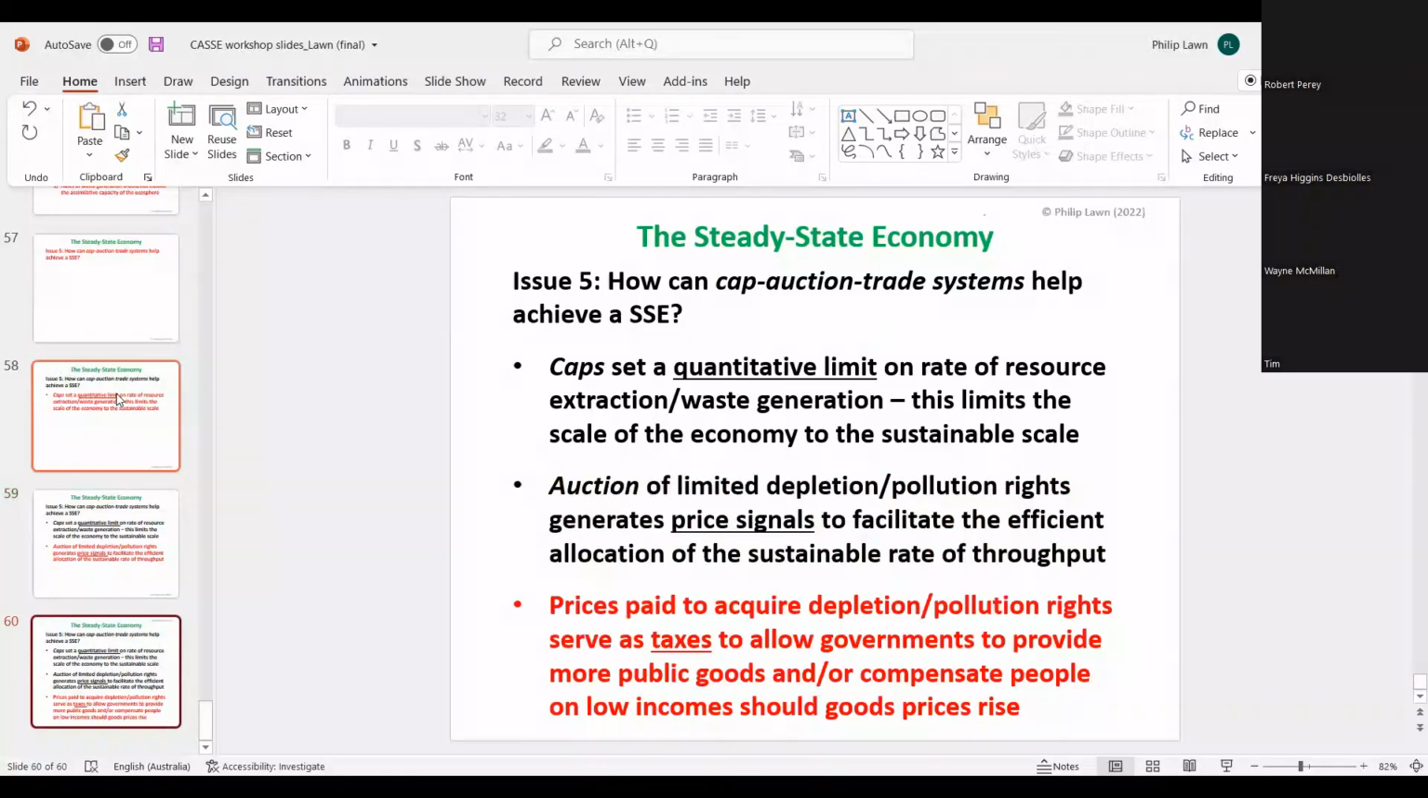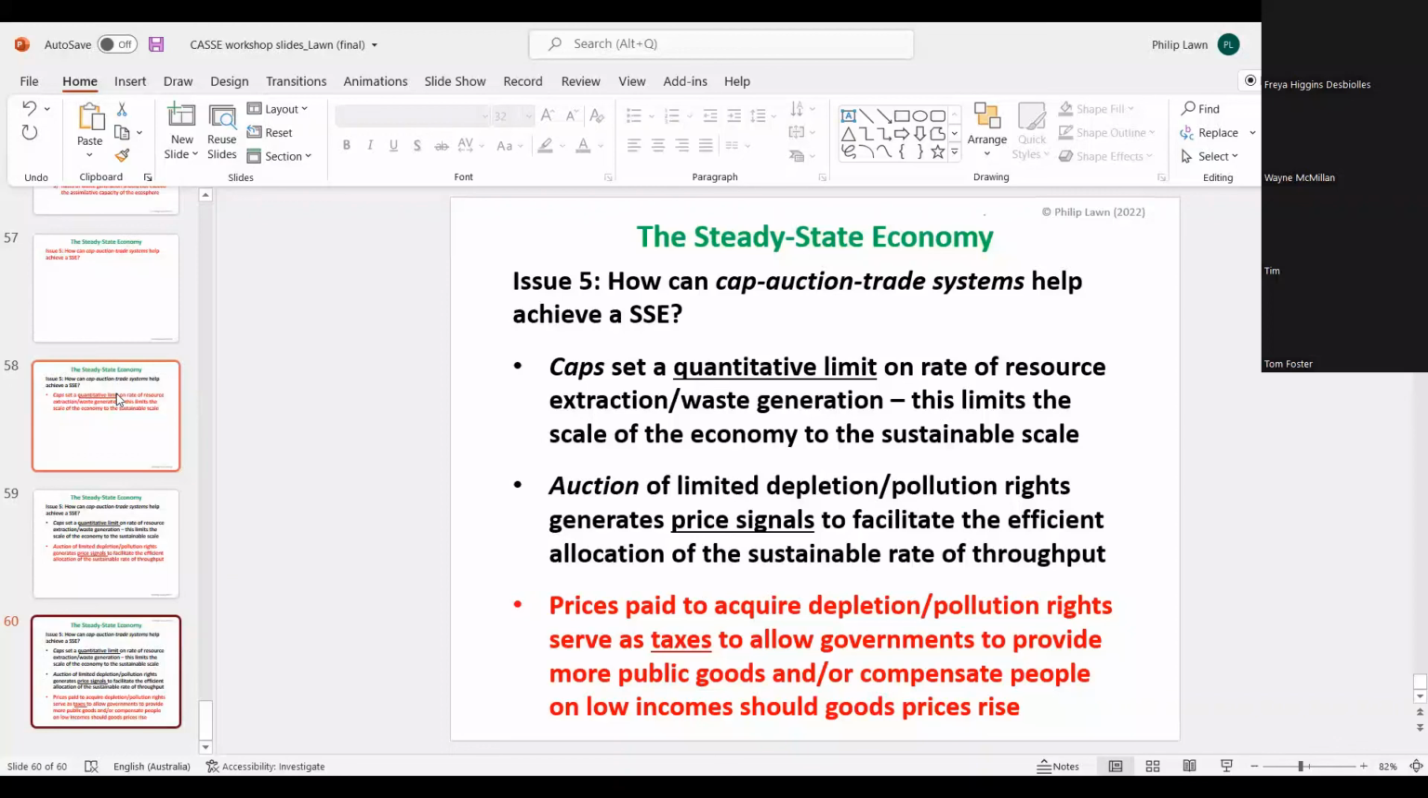And the prices paid to acquire depletion and pollution rights serve as taxes. They effectively become taxes, which allow governments to provide more public goods and or compensate people on low incomes should goods prices rise. If resource prices rise, if the cost to pollute rises, it can lead to an increase in the price of goods and services. That affects people on lower incomes more so than people on higher incomes. Well, the taxes reduce some of the spending power of wealthier people and also people on low incomes, but low income people can be compensated with tax rebates, a lower marginal tax rate on people on lower incomes. So they're less affected or not affected at all.